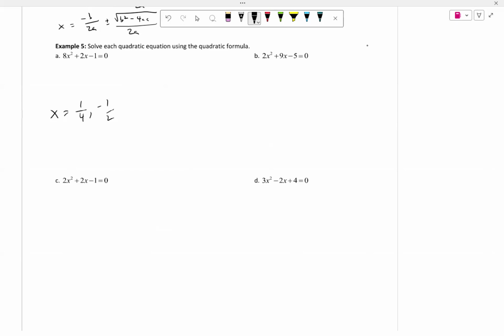Kara, did you get B? Yes. What'd you get? 5 and -1/2. So two different answers like this. Are we good? Don't forget to include x equals. I don't want just the numbers. You're solving something, so I want to know x equals.